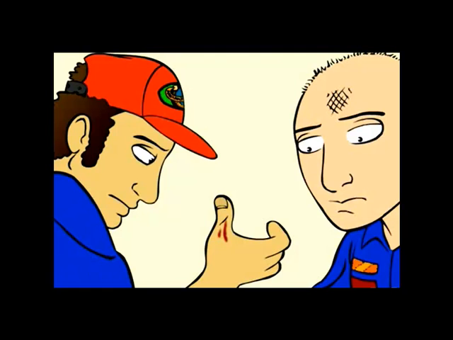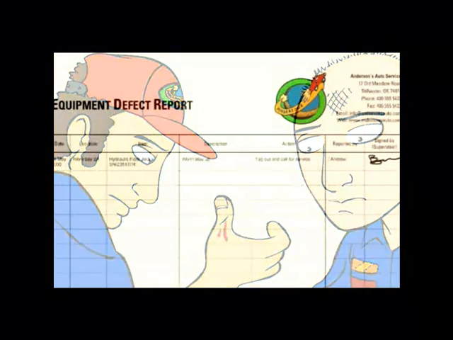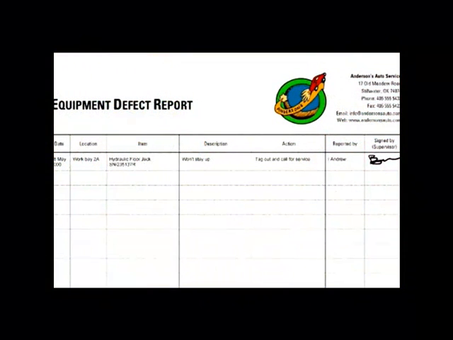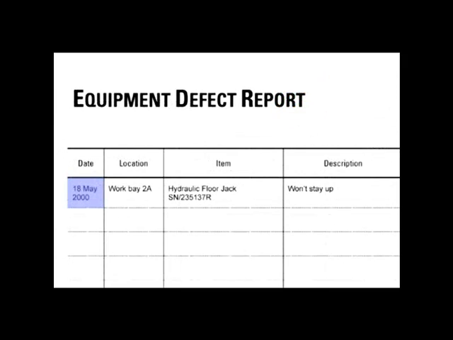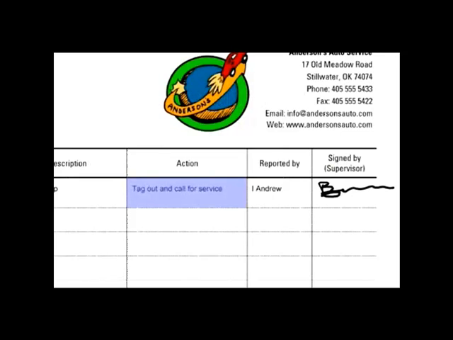If there is an accident resulting from defective equipment, we'll need to complete both an accident and equipment defect report. Let's look at a sample of an equipment defect report. Firstly, we need to record the date when the defect is detected, the location of the defective equipment, the name of the equipment and, if possible, the serial number, the description of the defect, and the action we have taken. Then we need to sign our names as reporters. Finally, we need to notify our supervisor.